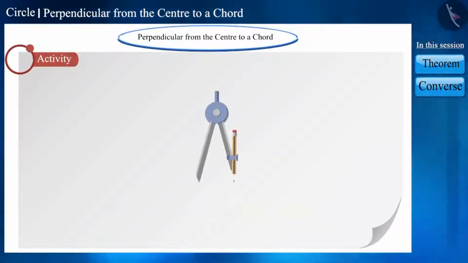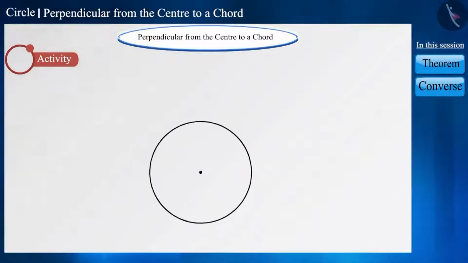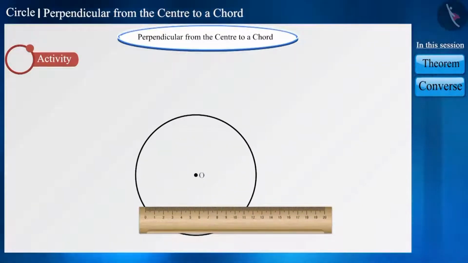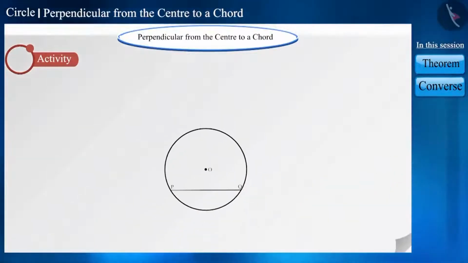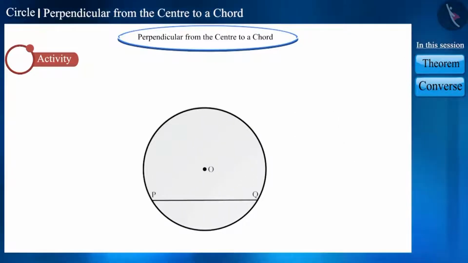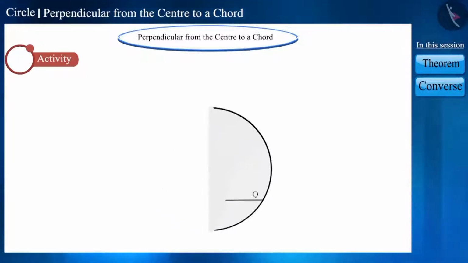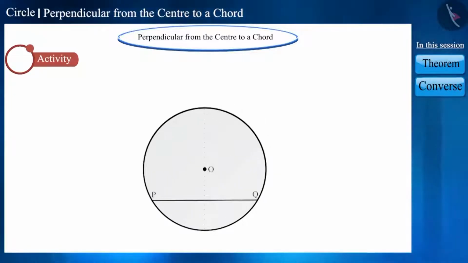Draw a circle with radius 4 cm and O as its center. And draw a chord PQ in it. Friends, with the help of scissors, cut the circle. Now, fold this circular paper in half so that one part of it covers the other part completely. Now, open it like this.